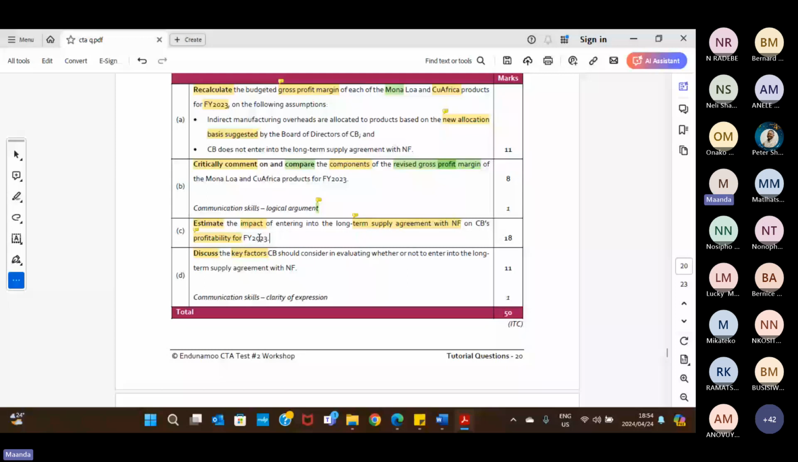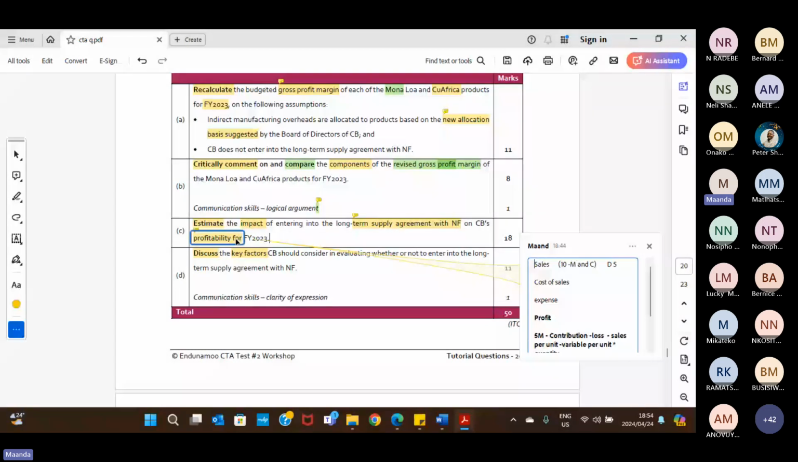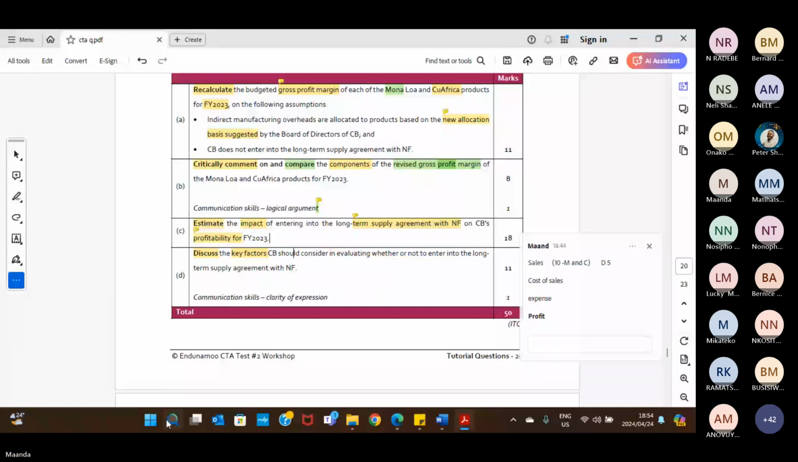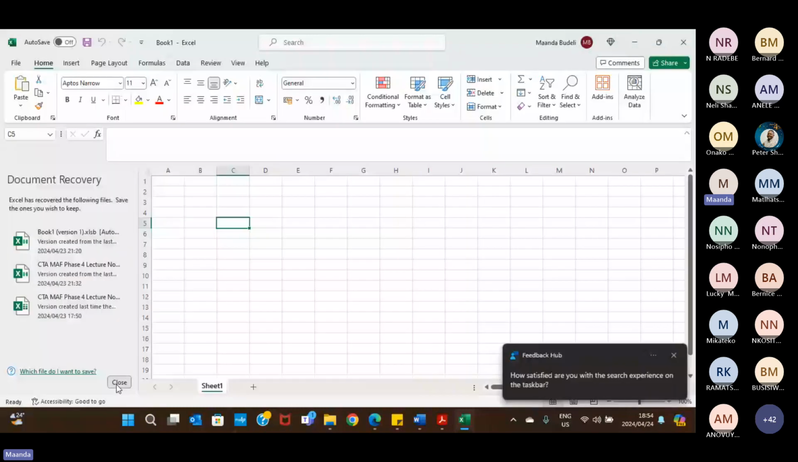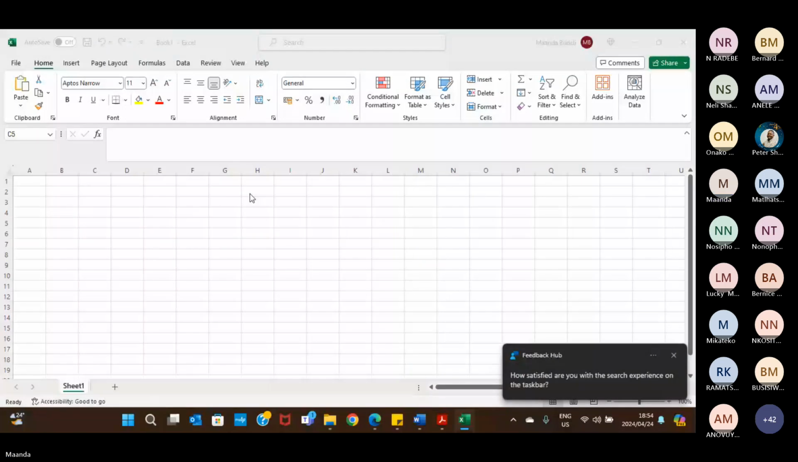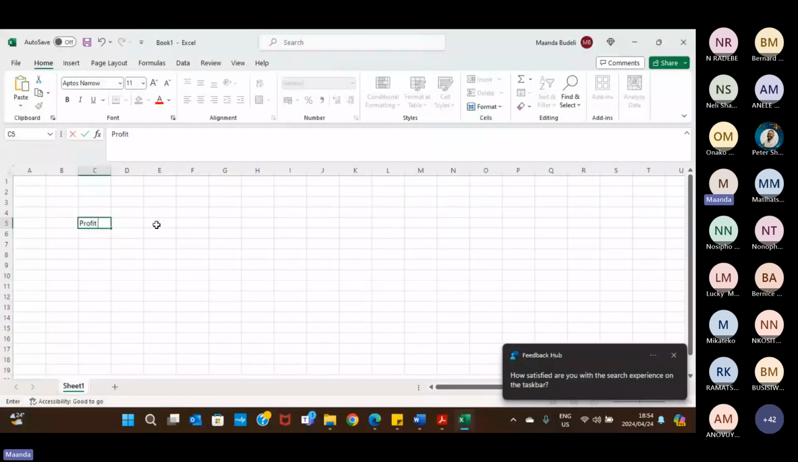Meaning that, let me just open a Word or Excel here. We're still going to go to the question, but I'm just showing you because these questions normally come, so that's how you need to think about them. So say I had a budgeted profit already of 500, right? So this is what I normally do. I have my budgeted profit, it's fine.